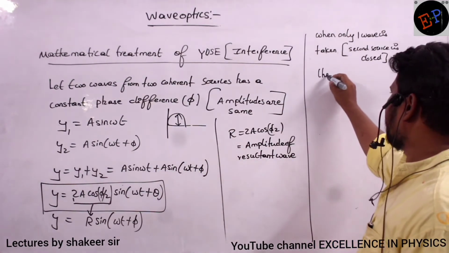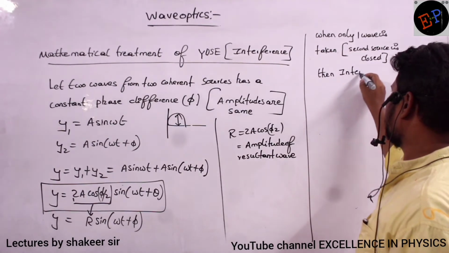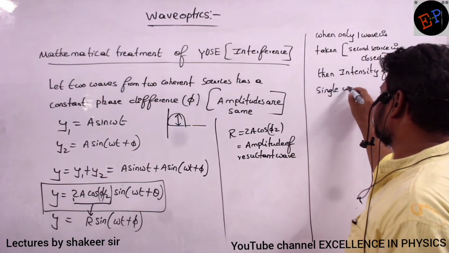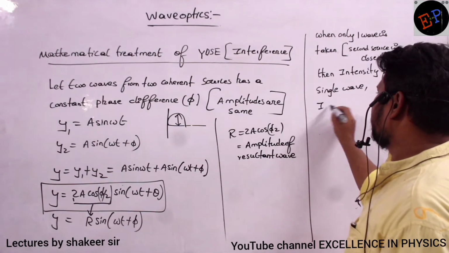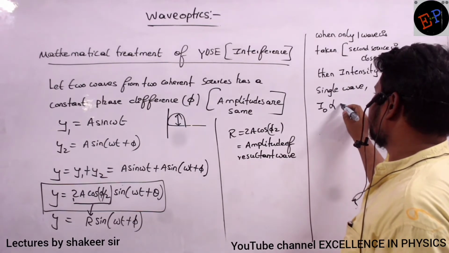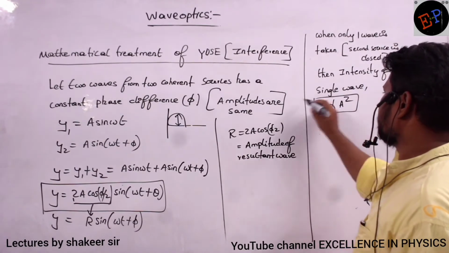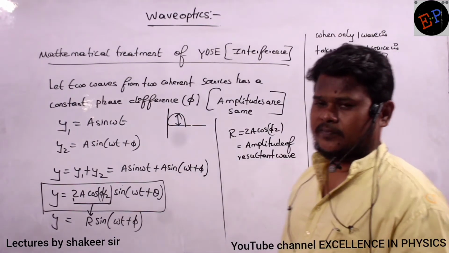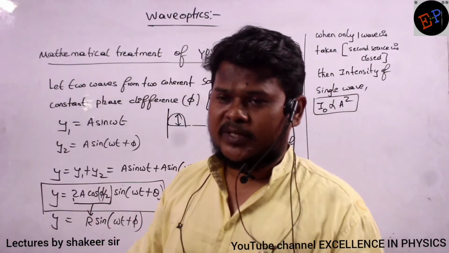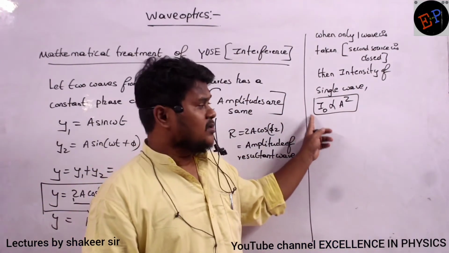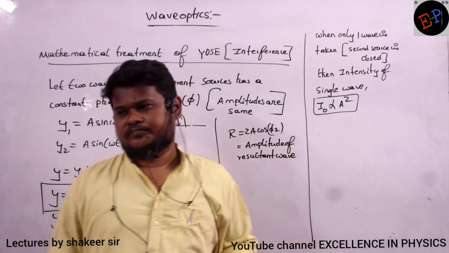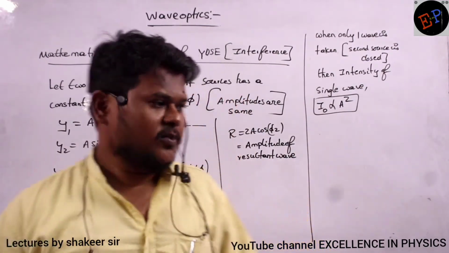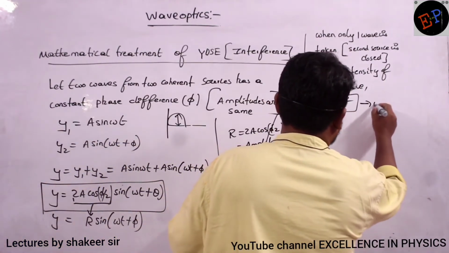Then, the intensity of a single wave is given by I naught is proportional to amplitude square. This is a very, very important equation. If you are taking a single source of light, then intensity, meaning brightness of the light, is directly proportional to the square of the amplitude of that wave. So we take the square of the amplitude. Are you able to understand? So let it be my first equation.